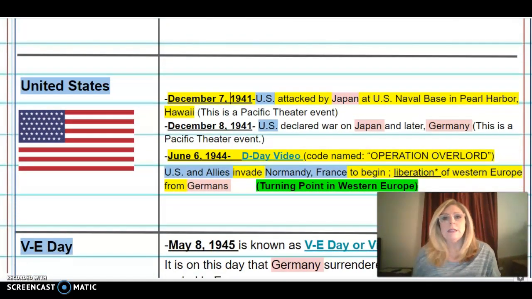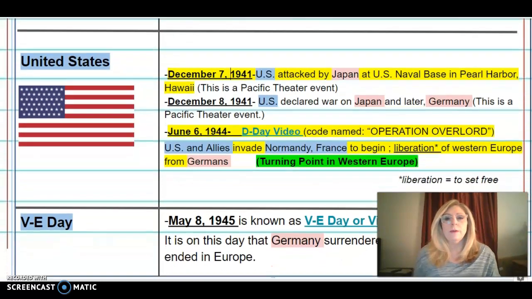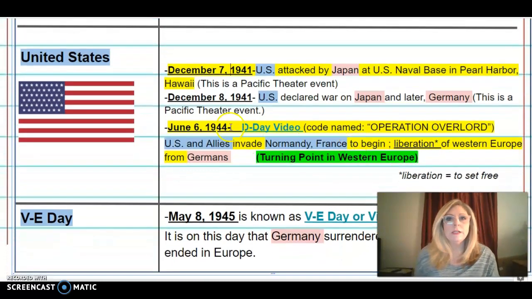So the United States, what are they doing over in Europe? On December 7th, 1941, remember, that's our day that will live in infamy. The U.S. is attacked by Japan at the U.S. Naval Base in Pearl Harbor. We will learn more about that when we do the Pacific Theater event, but we know that's the event that brings the U.S. into the war. That's the green light go event we've learned about.